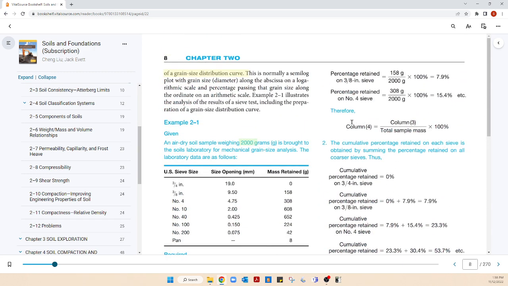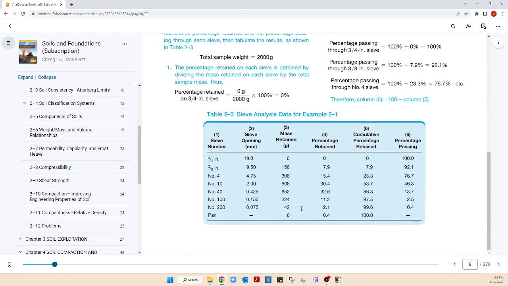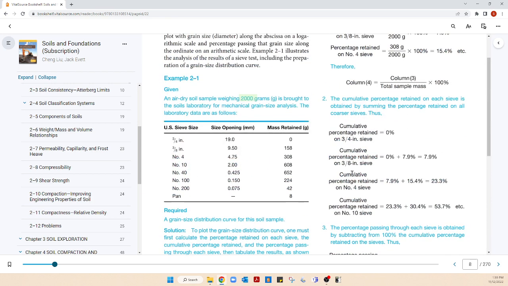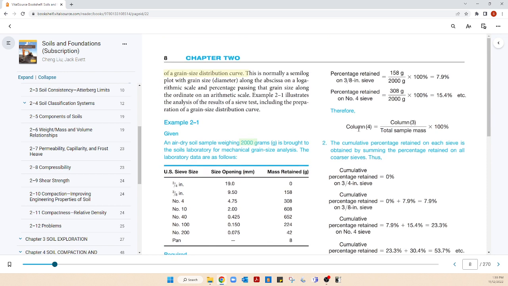So we move on to the number 4 sieve, and look over here. The number 4 sieve mass retained is 308 grams. So we take the 308 divided by 2,000 grams, multiply that times 100%, and 15.4% was retained in the number 4 sieve. Let's see, 15.4 in the number 4. And I think it does at least one more.